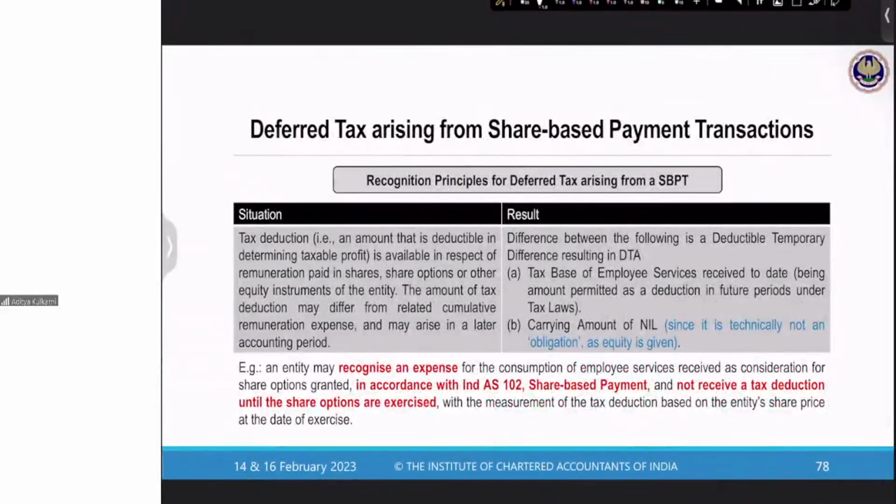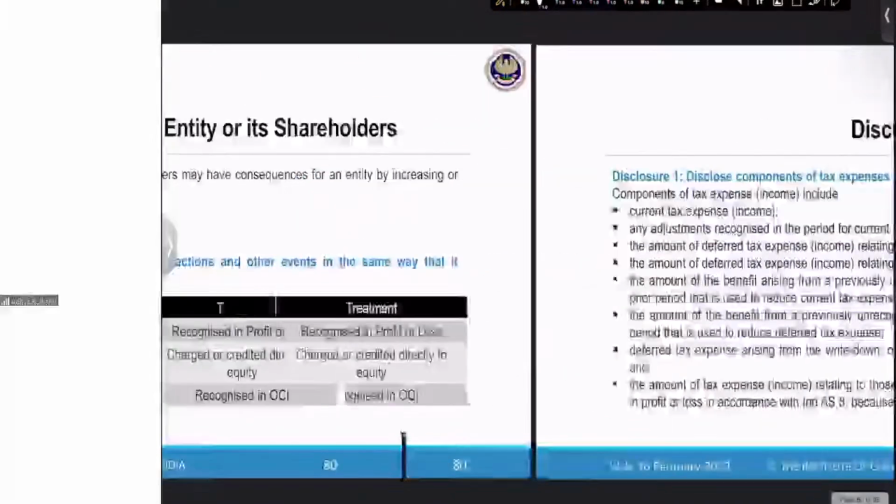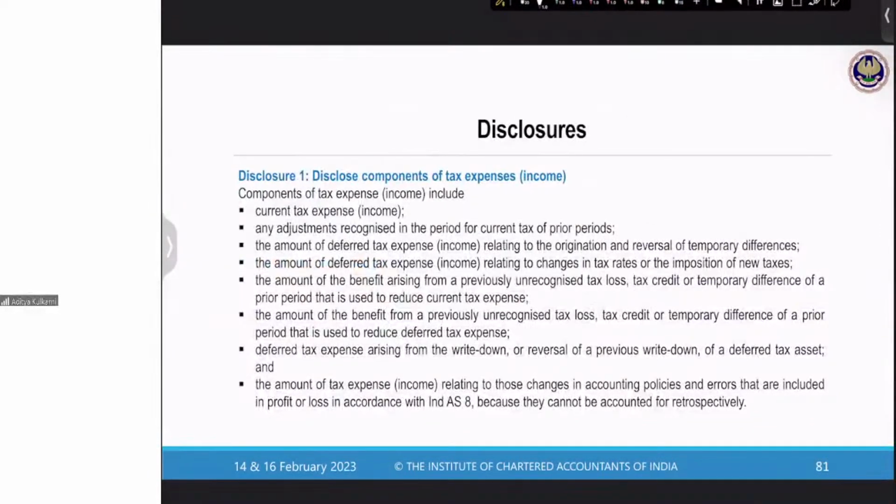Okay. So share-based payment transactions, you can just go through it. It's theory. Okay. Change in tax structure is theory. I don't have much to explain, and go through these disclosures. Okay.